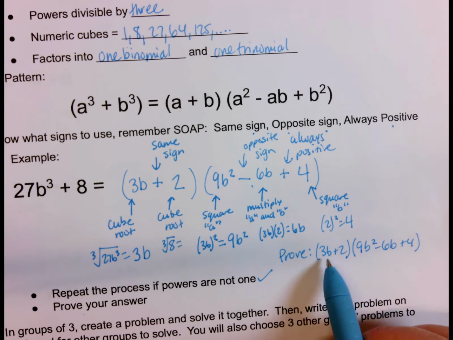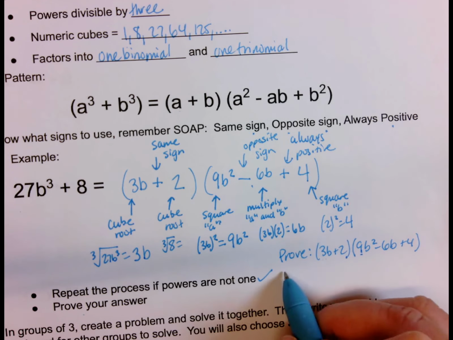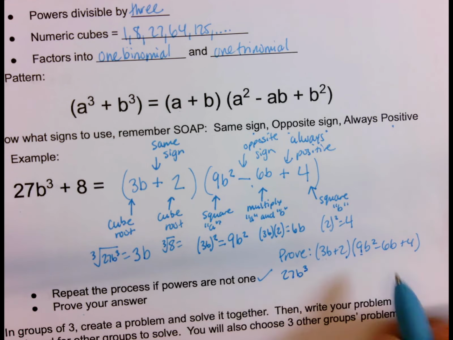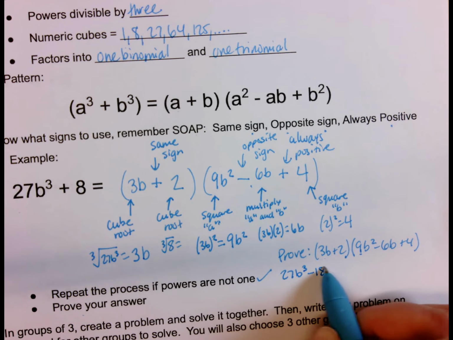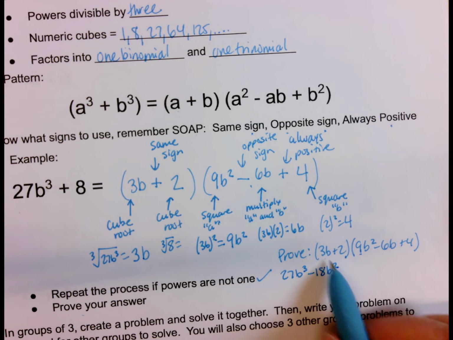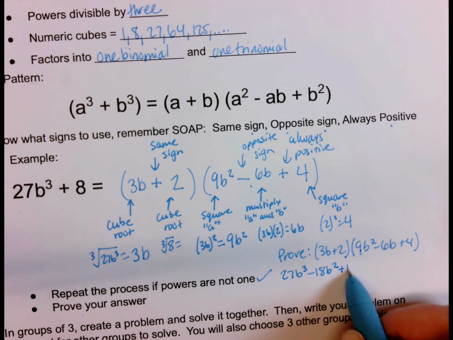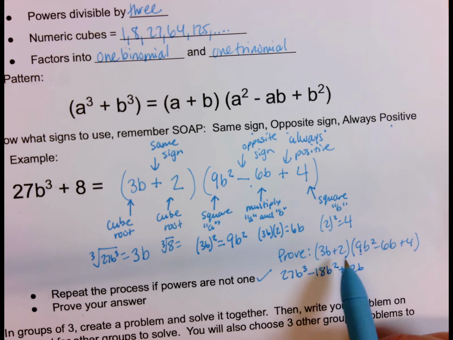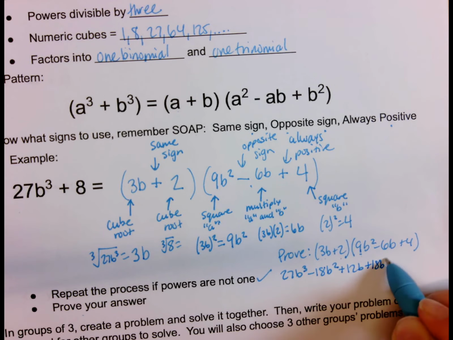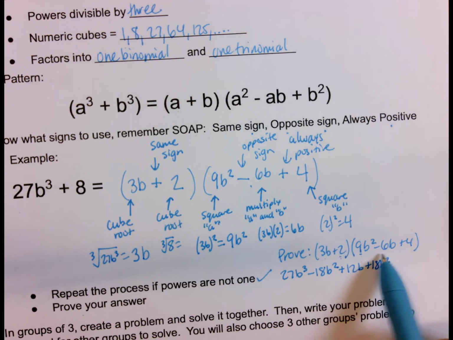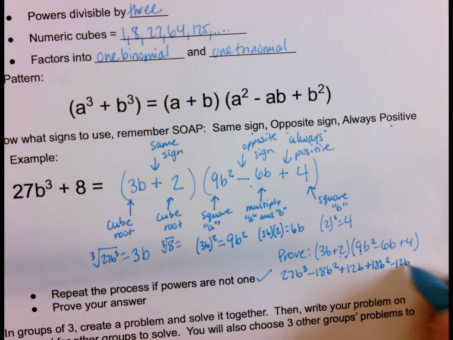So 3b times 9b squared is 27b cubed. 3b times negative 6b is negative 18b squared. 3b times 4 is 12b. 2 times 9b squared is positive 18b squared. 2 times negative 6b is negative 12b. And 2 times 4 is 8.